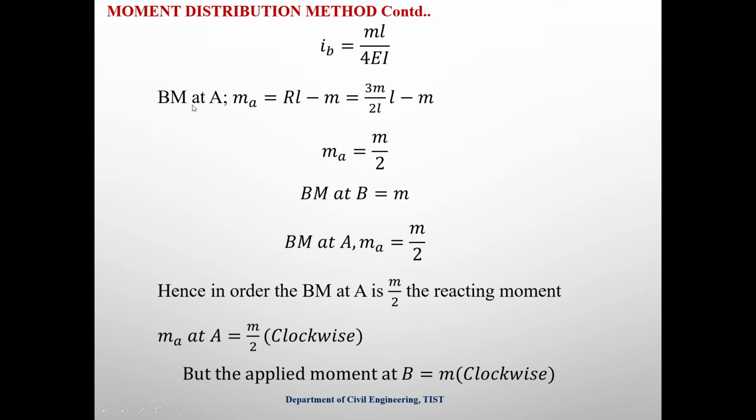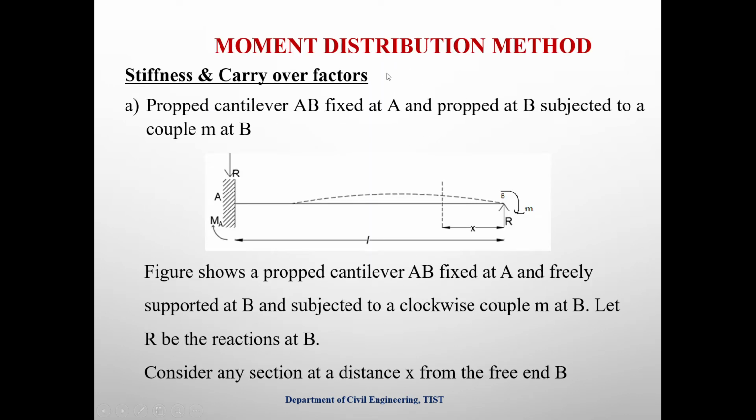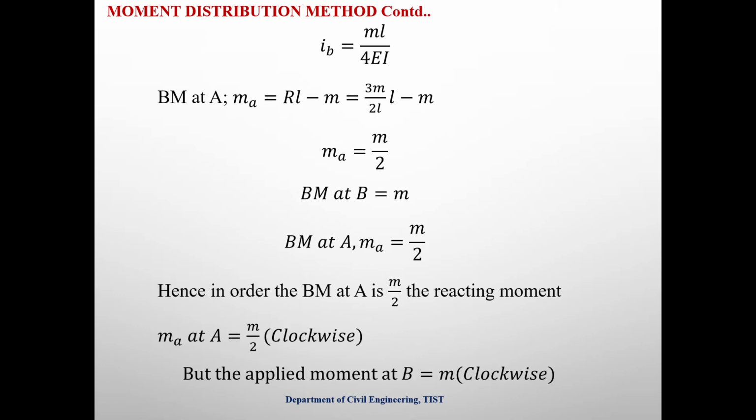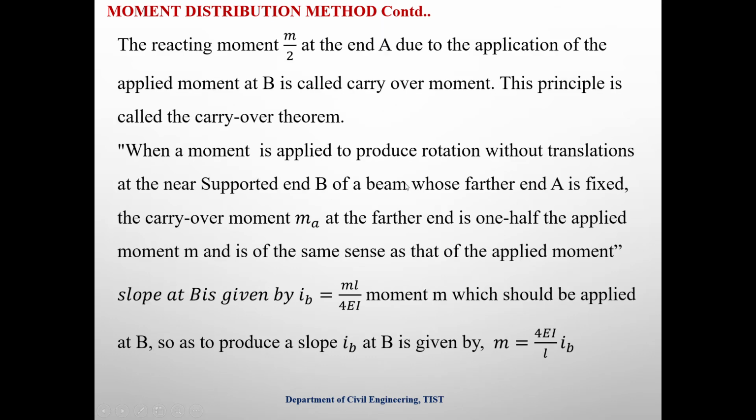Similarly, the bending moment at A, that means at x is equal to L, MA can be written as R into L minus M. Substitute the value of R, then we will get MA is equal to M by 2. The reacting moment M by 2 at the end A due to the application of the applied moment at B is called carryover moment, and this principle is known as carryover theorem.